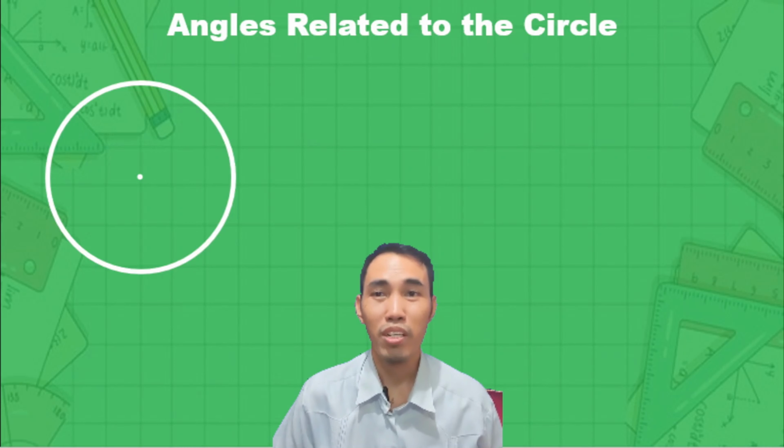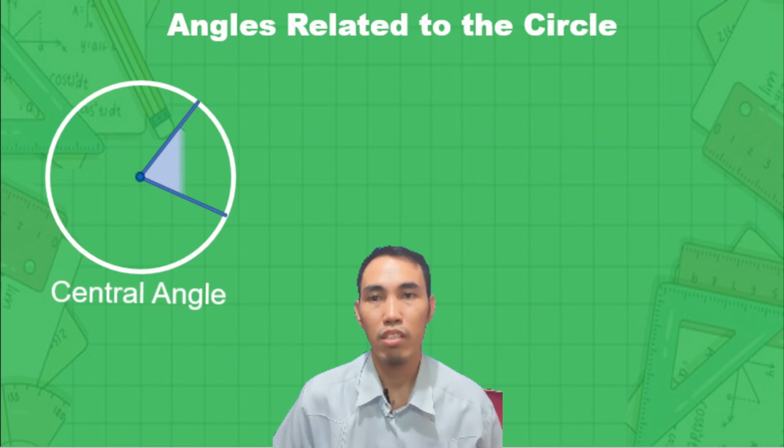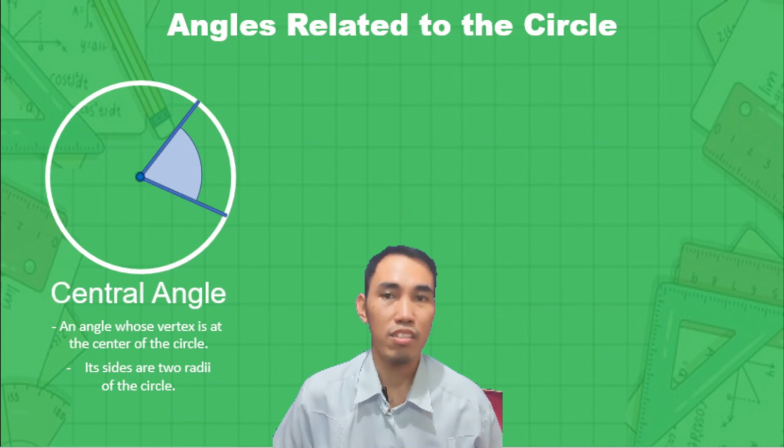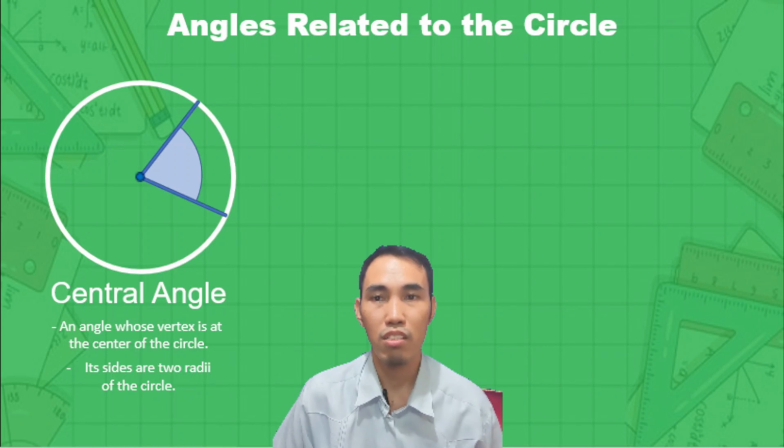Next, we have to discuss the angles related to a circle. If an angle is drawn such that the vertex is at the center of the circle, we have what we call a central angle. This angle gets its name from the vertex being at the center, hence central angle. The sides of a central angle are 2 radii of the circle.